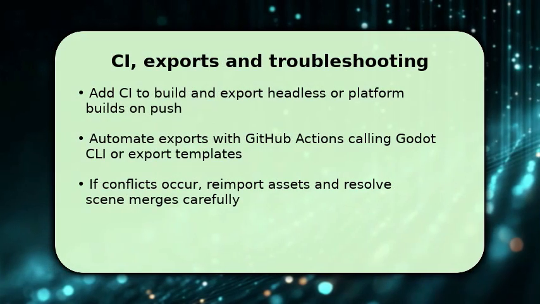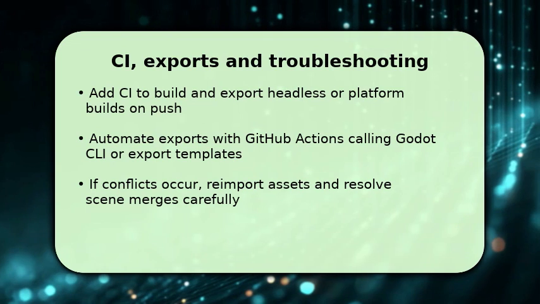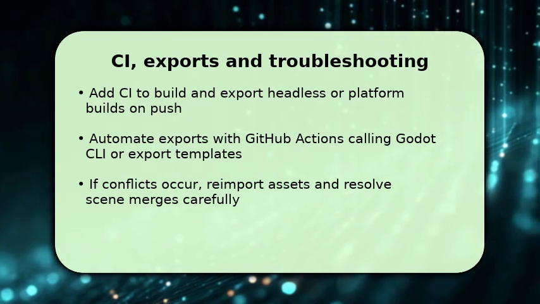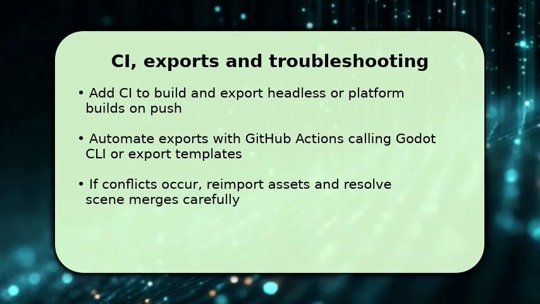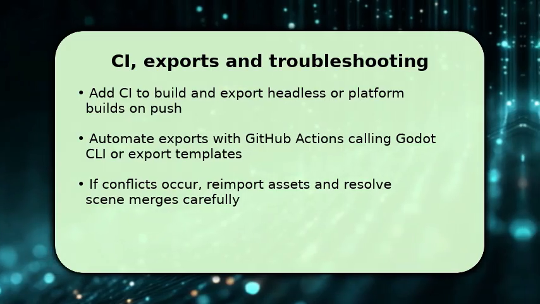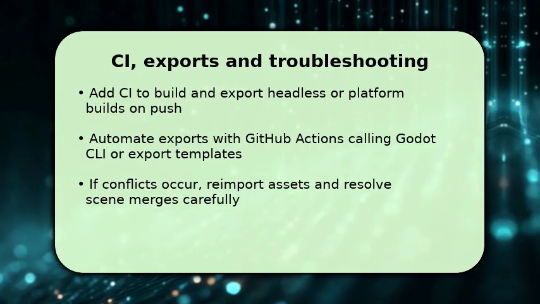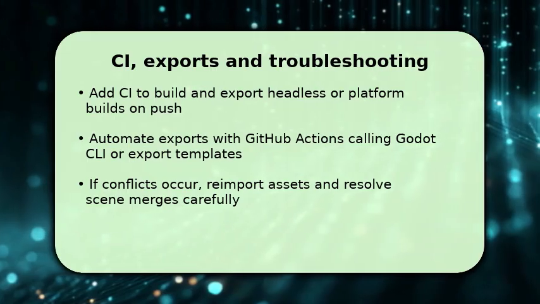problems. Set up GitHub Actions to run Godot headless for tests and automated exports using official export templates. This ensures reproducible builds on push. Once CI passes, tag releases and upload builds as artifacts.